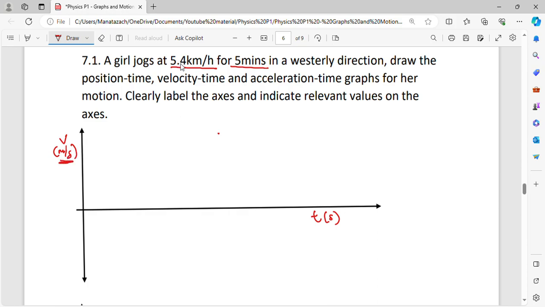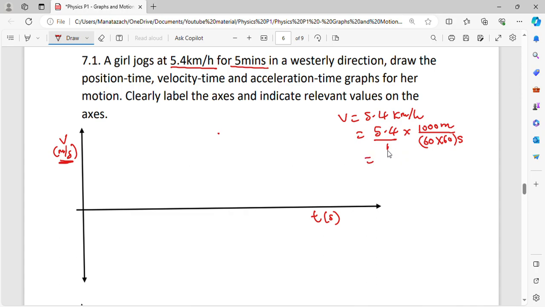It's easier if you convert the velocity to meters per second. We're given 5.4 kilometers per hour. In order to convert it, that means we need to multiply it by 1000 meters, since there are 1000 meters in a kilometer. Then you divide by 60 to convert to minutes, and then another 60 would convert our time from hours to seconds. So let's divide that by 1.